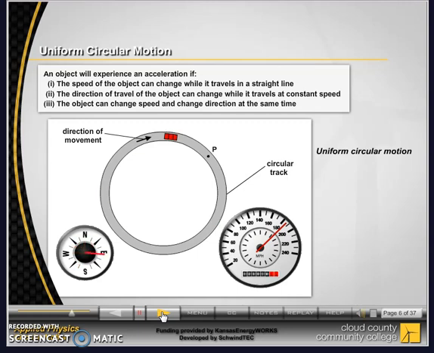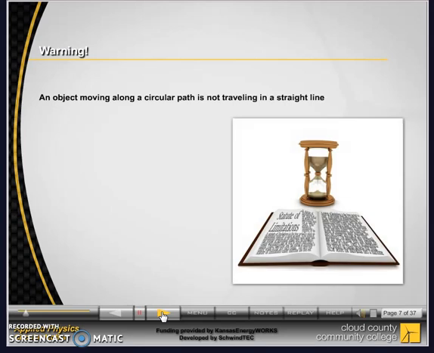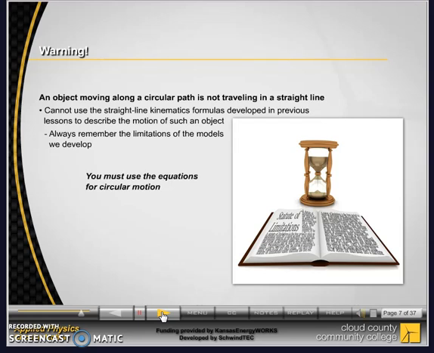An object moving with this type of motion travels at constant speed along a circular path. An object moving along a circular path is not traveling in a straight line. This means that you cannot use the straight line kinematics formulas developed in previous lessons to describe the motion of such an object. Always remember the limitations of the models we develop in order to avoid the pitfalls that many a student before you has fallen into. You must use the equations for circular motion which we are about to derive.